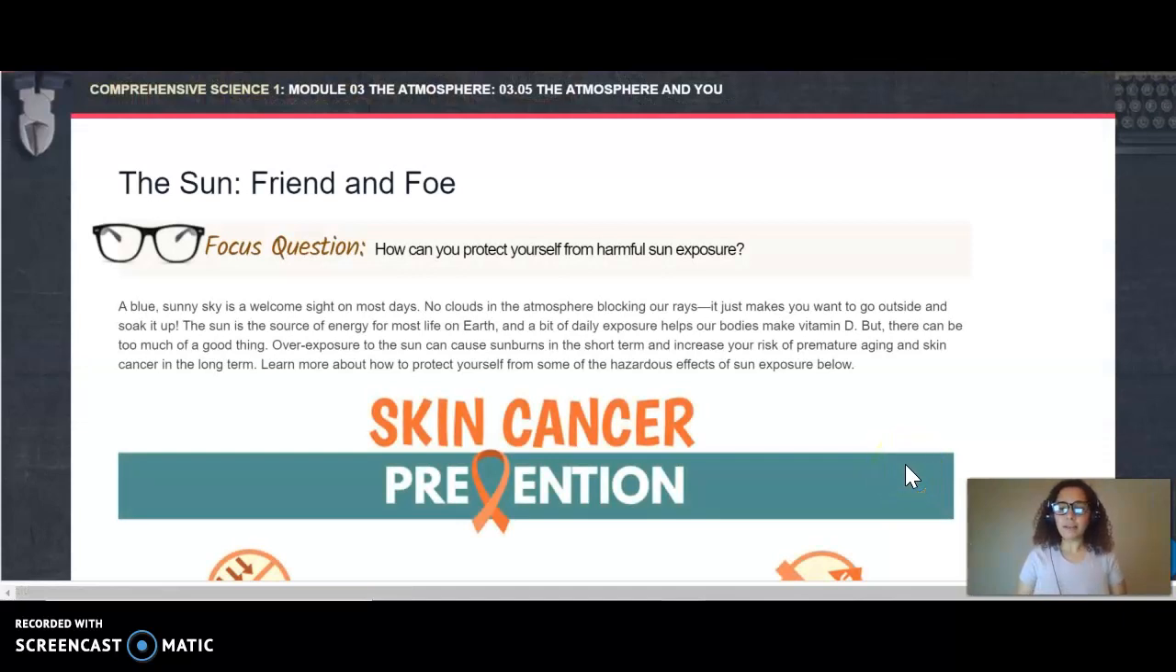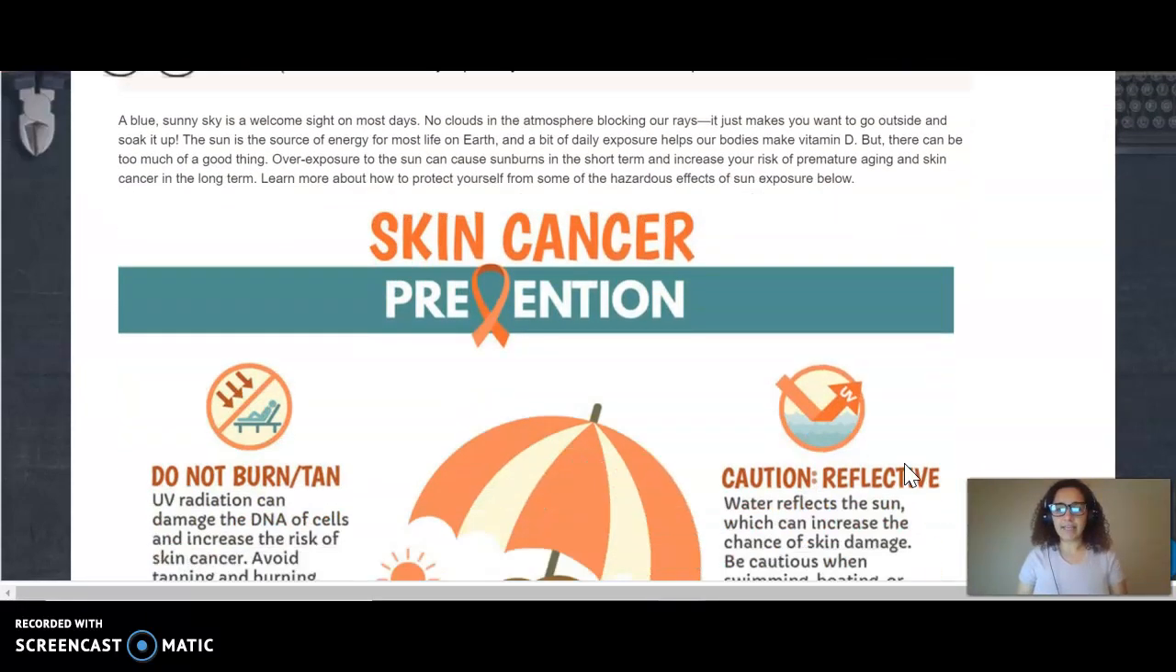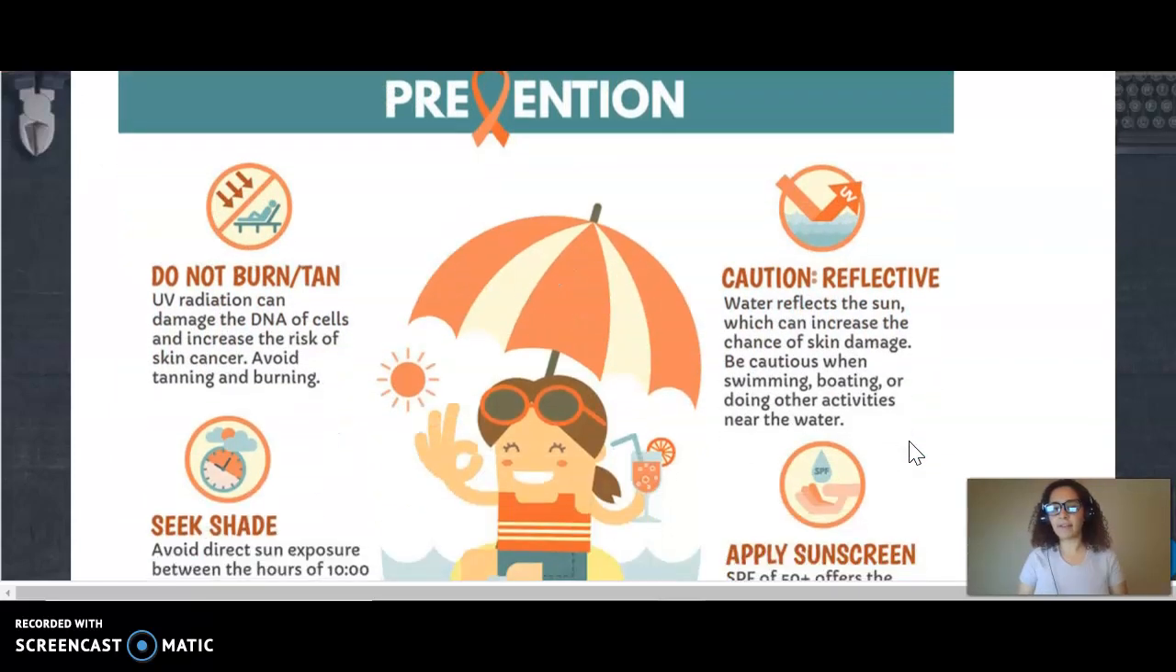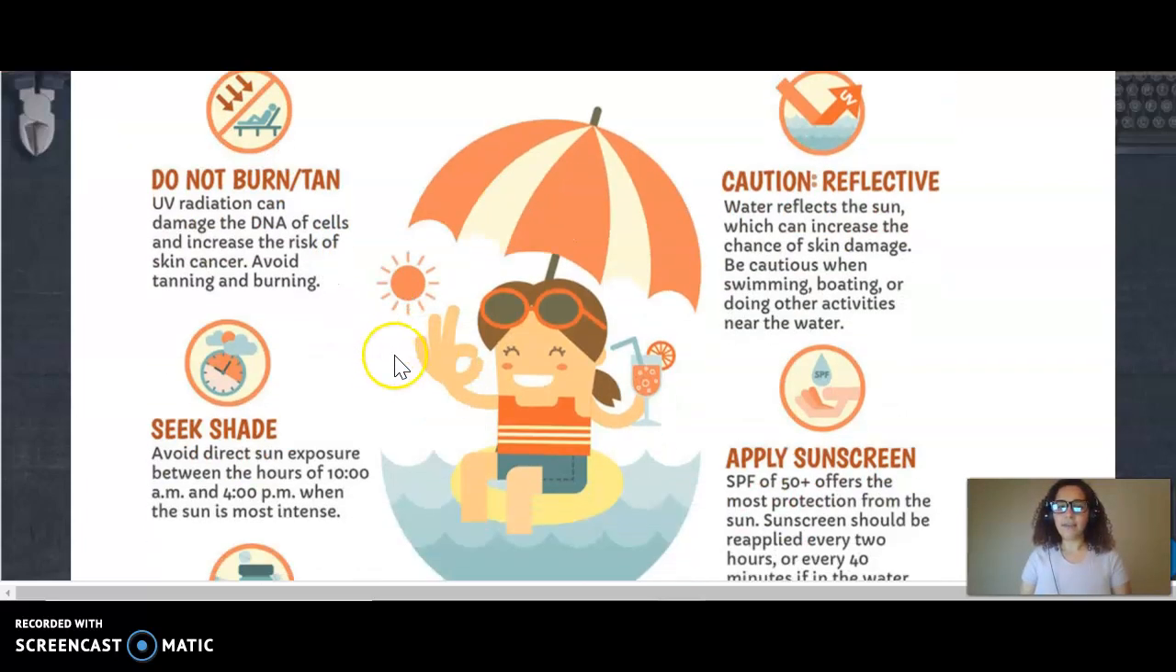So another issue with the ozone layer is that you guys may be exposed to different types of skin cancer. So on the module exam, it's going to be important that you guys know the different ways to protect yourself when you go outside. It's actually not really good for you if you go and you try to burn or tan. That UVA radiation can cause a lot of damage to your cells, and it can also increase your risk of skin cancer. So you should avoid tanning.